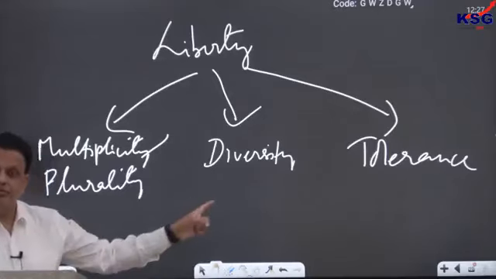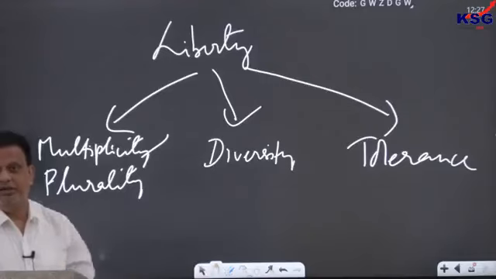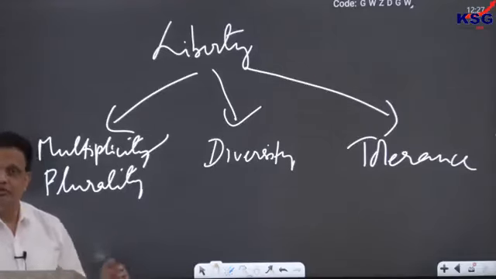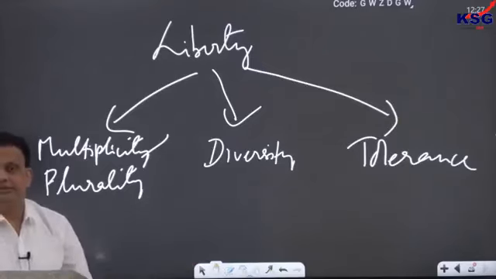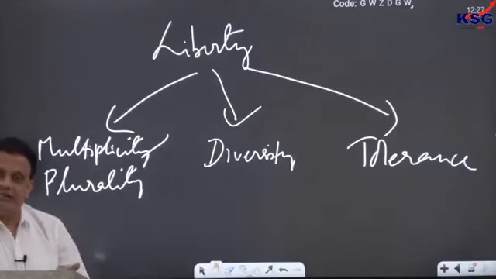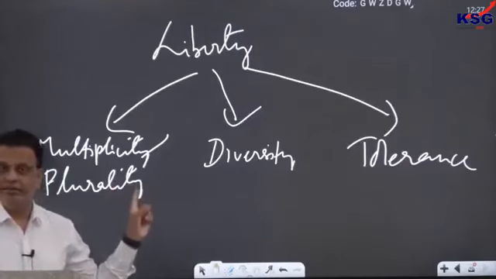So tolerance is more important, acceptance is not. We don't have to accept the opinion of Amir Khan, but you must tolerate his opinion. That is what liberty is all about. Liberty talks about, at the minimum level, that at least you must tolerate each other, even if you don't like each other, even if you don't accept each other's opinion as right. That is the idea of liberty that Mill is talking about.